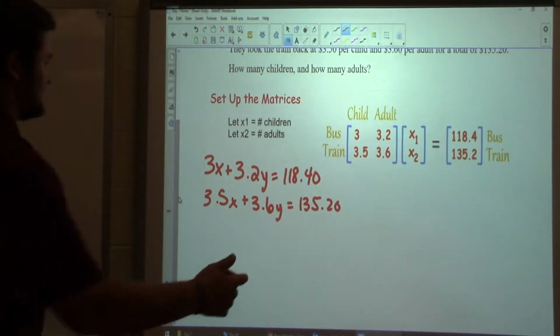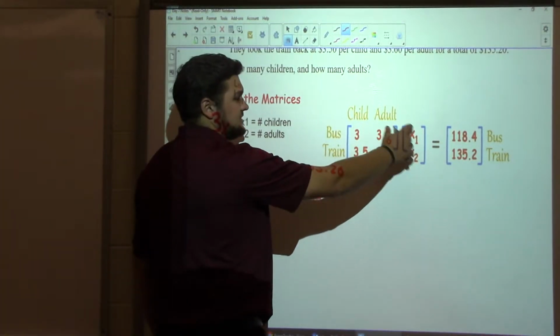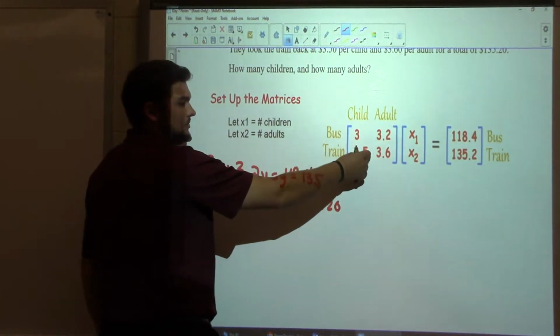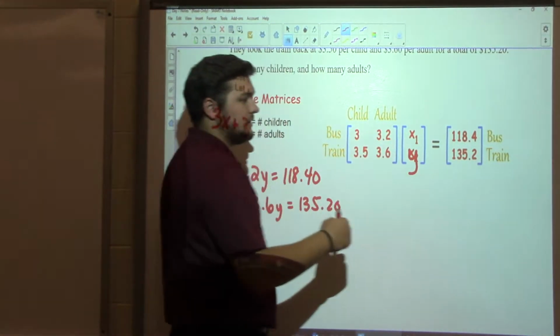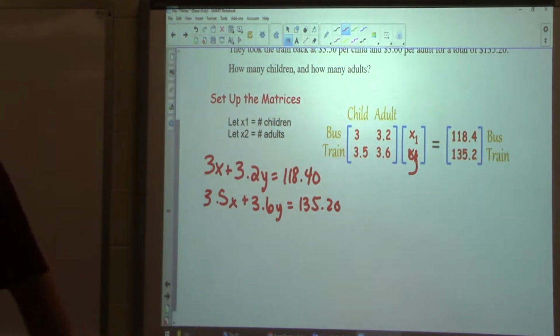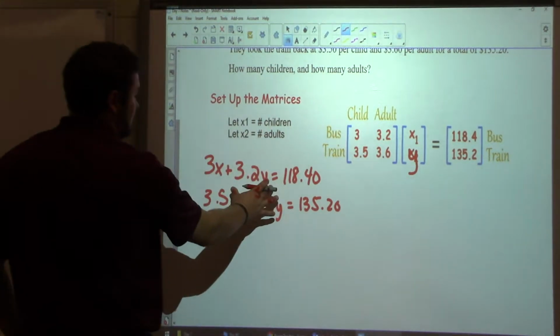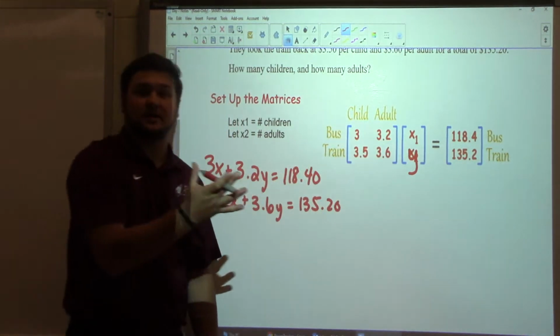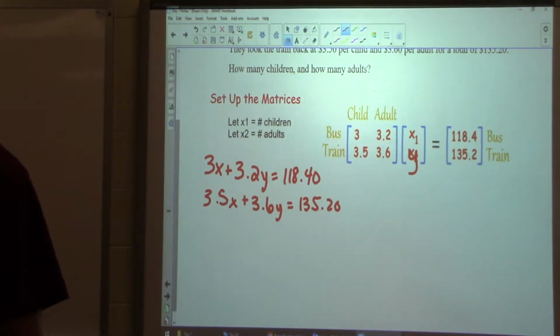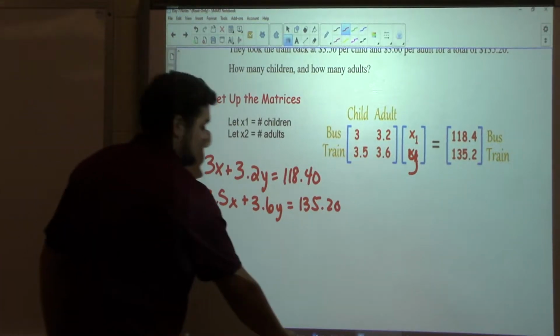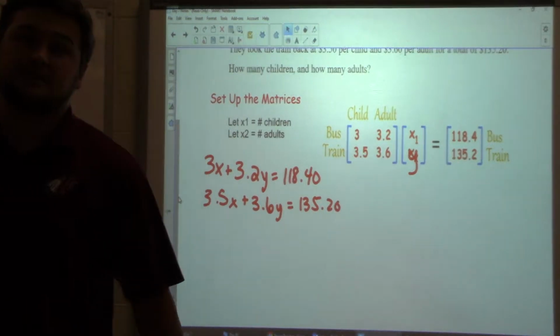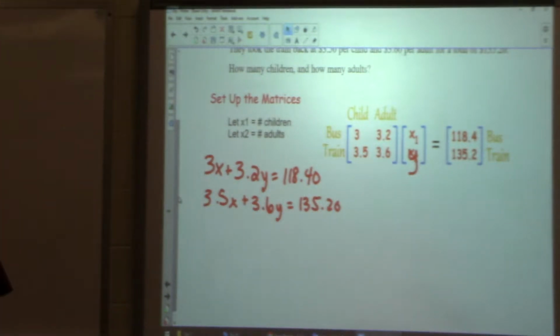But the easiest way to solve these problems is by setting them up into matrices. Right? 3, 3.2, 3.5, 3.6, two variables, x, and you could write y if you wanted, and then the two answers. So this system of equations is the same as setting up a matrix. And when we do our solving systems unit, we're actually going to use matrices for some of them. So you are going to remember matrices. That's the reason why we solve these equations, because we're going to come back to it in probably Unit 8 for Semester 1.